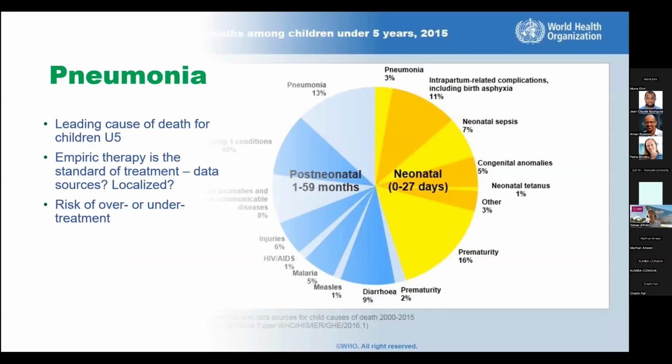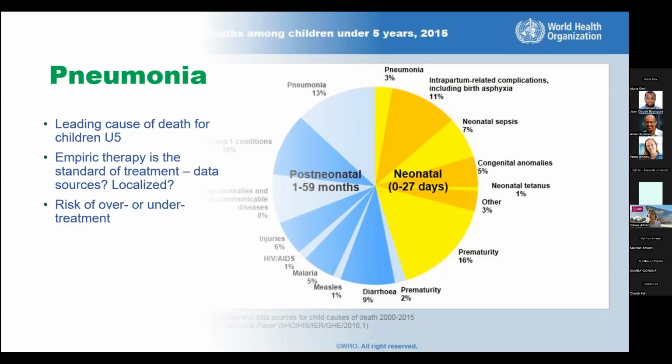So if we look at the children, this pie chart is for children below the age of 5, and the yellow here is the neonatal period. In the neonatal period, it's mostly birth asphyxia as the leading cause of death, not getting enough oxygen at birth. Neonatal sepsis, an infection but not pneumonia, and being born too early, prematurity. But also pneumonia, even in the first 28 days of life, is an important cause of death.